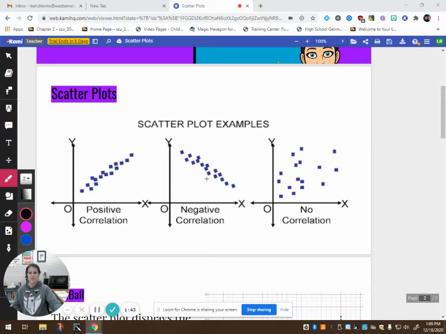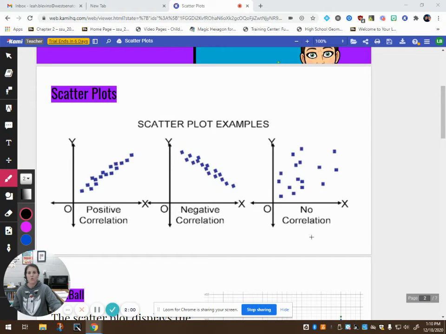A negative correlation, thinking about still driving, would be miles driven and fuel remaining in my tank. So the more miles I drive, the more fuel that I use up in my car, so the less is going to be in my tank. So this would have a negative correlation.